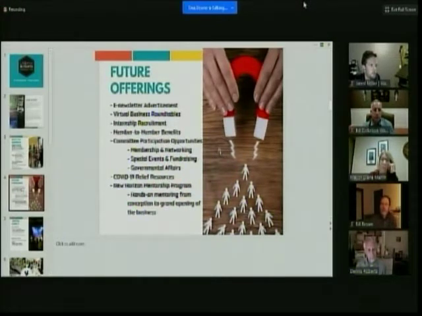We are also working on committee participation opportunities where we can have networking, special events and fundraising. Governmental affairs is a new committee that we're starting too, where we can be in touch with what's going on with the government and how that affects our business as a whole. And more important than anything now, COVID-19 relief resources.